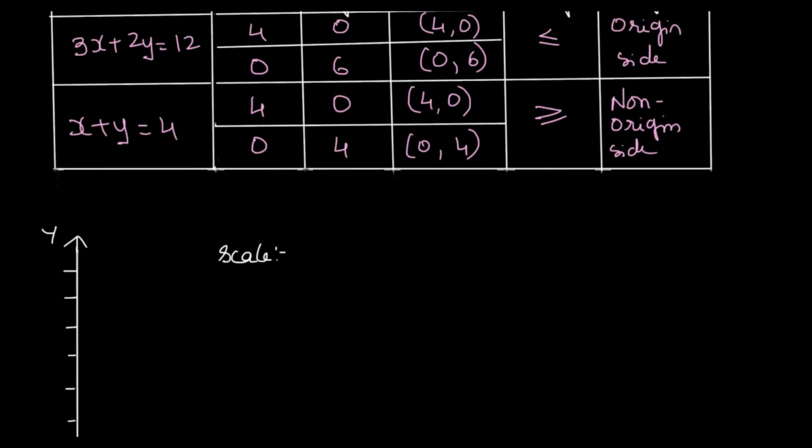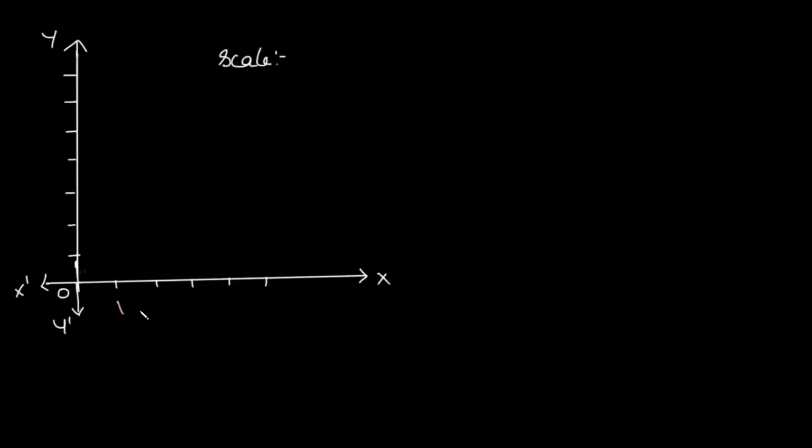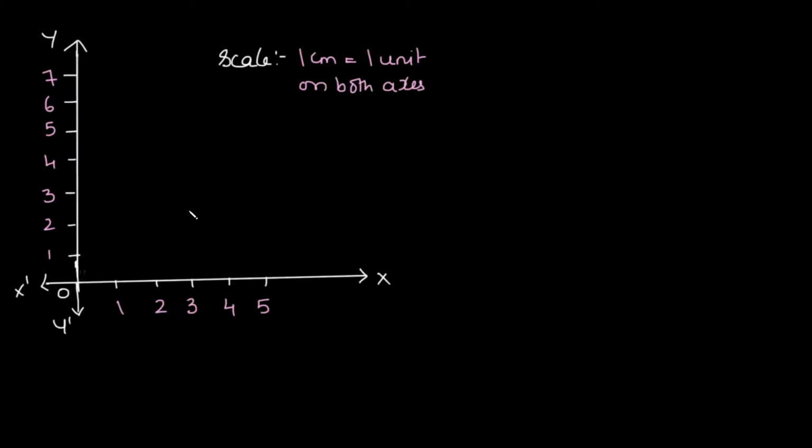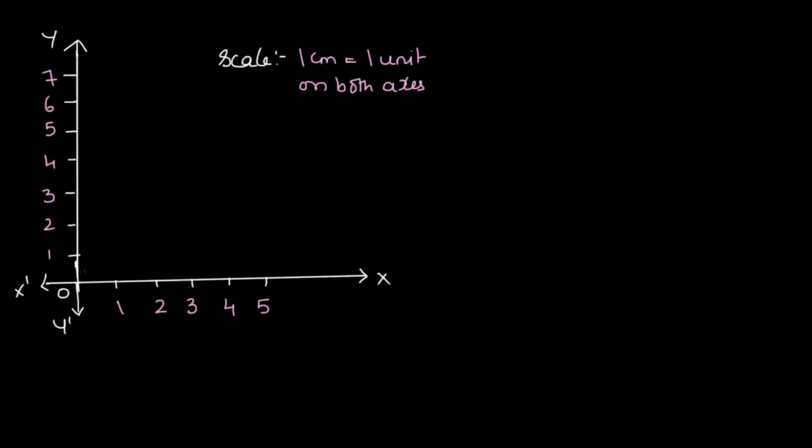So in this case, we have to plot until 6 on the y-axis and 4 on the x-axis. Scale will be 1 centimeter is equal to 1 unit on both axes. Then our points, the first set of points are 4, 0 and 0, 6. So we have 4, 0 over here and 0, 6 over here, and the line passes through both these points.